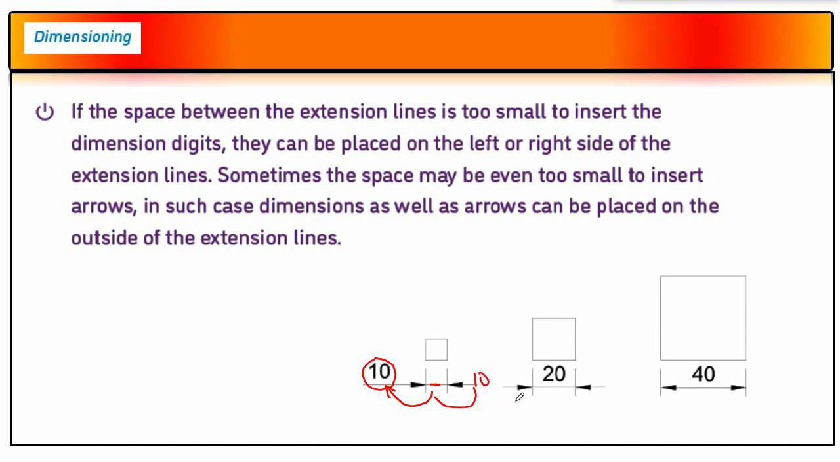Works out the same. Here there is quite a big gap, so you can put the dimension digits, and same thing for the last one. Now notice the difference between each. What do you see that is different? Obviously you can see that each digit has been doubled. The double of 10 is 20, as you can see here. The double of 20 is 40, as you can see on the last square.